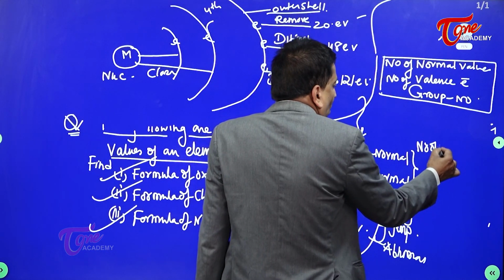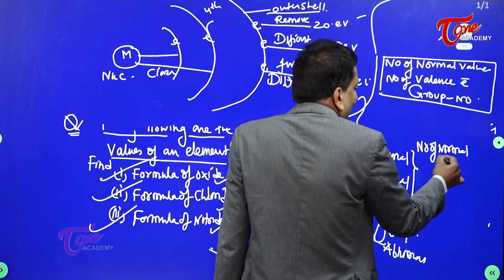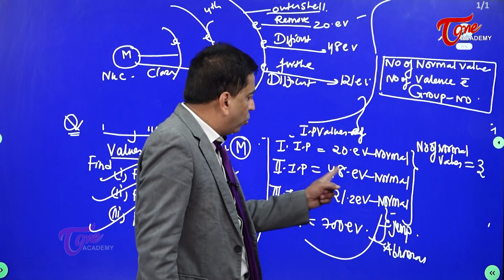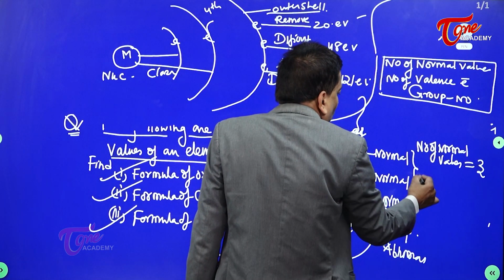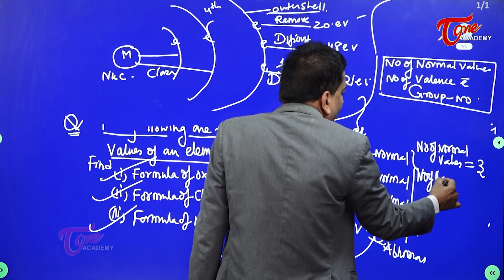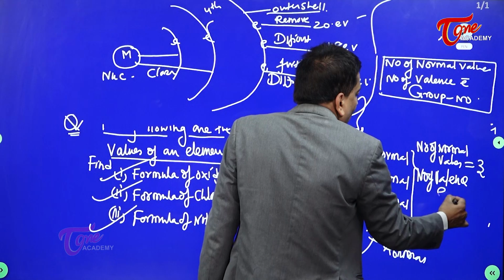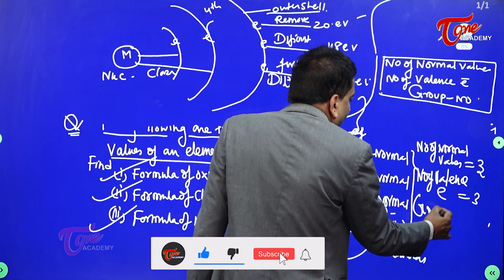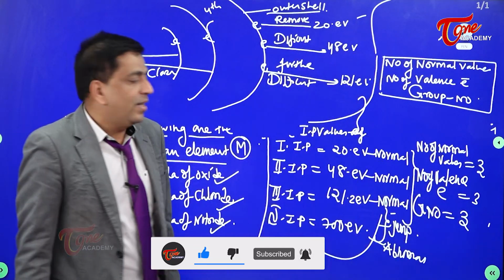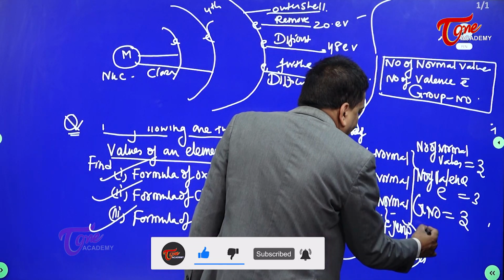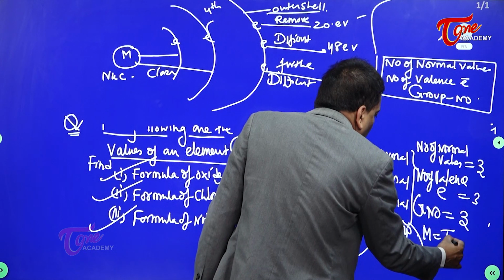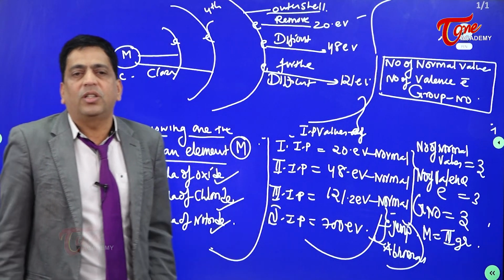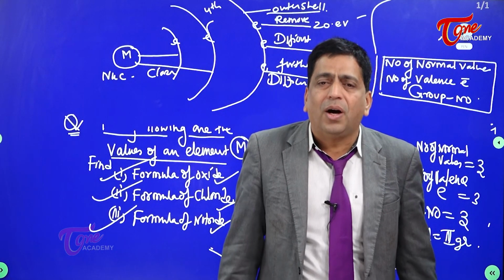So, number of normal values are 3. I think you'll agree: 1, 2, 3. So number of valence electrons are 3. So group number is 3. It implies the element M belongs to the third group. It belongs to the third group.